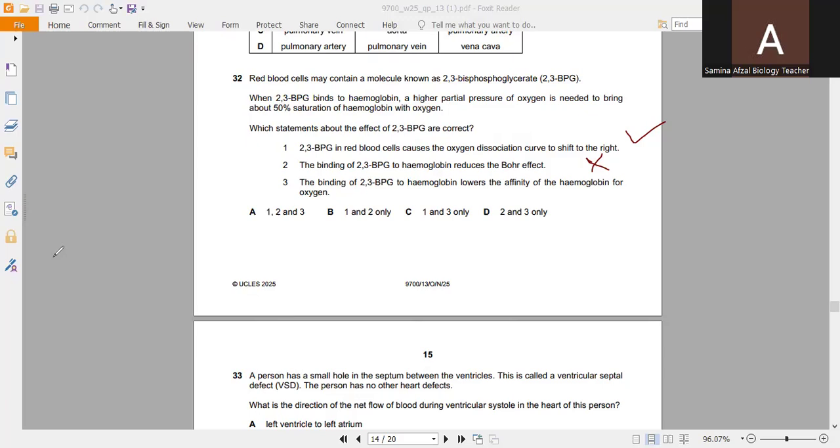The binding of 2,3-BPG to hemoglobin lowers the affinity of the hemoglobin for oxygen. Yes, if a higher partial pressure of oxygen is required to achieve the same saturation, it means the hemoglobin is holding on to oxygen less tightly, signifying a decreased affinity for oxygen, making it easier to unload. So this statement is also correct. According to this, statements 1 and 3 are correct. So C is the correct option for question number 32.